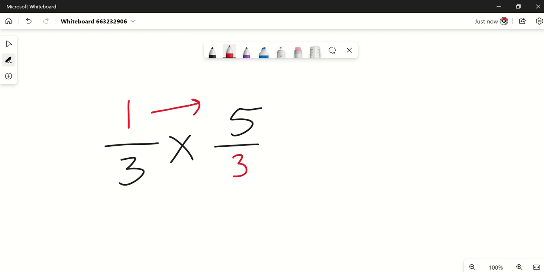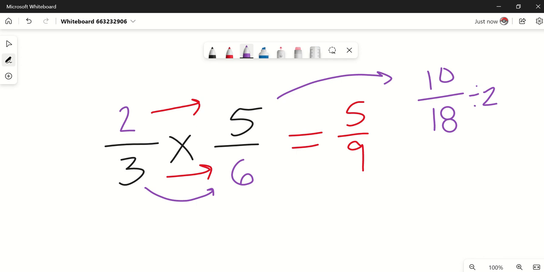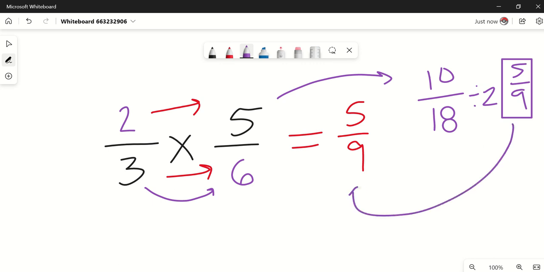Now I can multiply straight across. This will give me 5/9. And then one more time, without the simplification, if I were to multiply these numbers originally, 2 times 5 would give me 10. 3 times 6 would give me 18. This is not simplified. Divide by 2, because they both have 2 in common. That would give me 5/9, 10 divided by 2 being 5, 18 divided by 2 being 9. The exact same answer I got when I did simplify before I multiplied. So that is the definition of cross simplification.